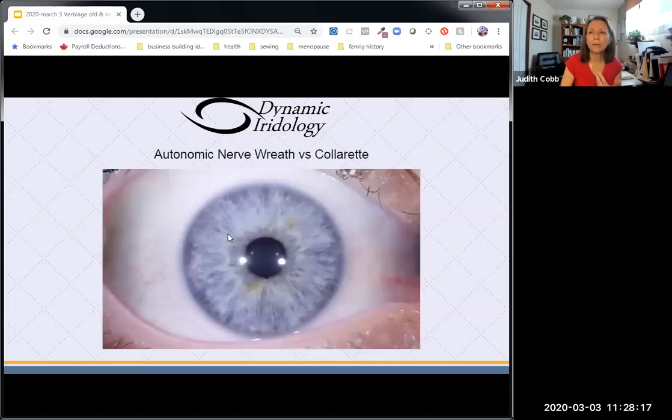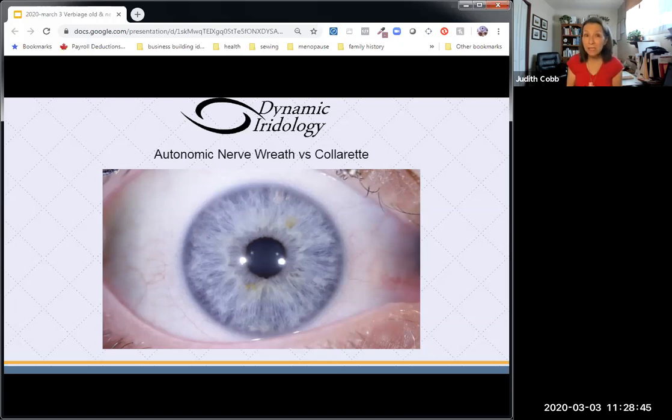The autonomic nerve wreath, which we now call the collarette, because this autonomic nerve wreath or collarette gives us so much more information than just about the nervous system. It does teach us about the autonomic nervous system. It teaches us about the balance between the sympathetic and parasympathetic nervous systems in particular. It also teaches us about the inherent tone of the intestinal tract.